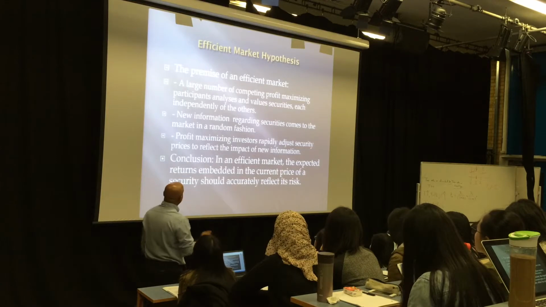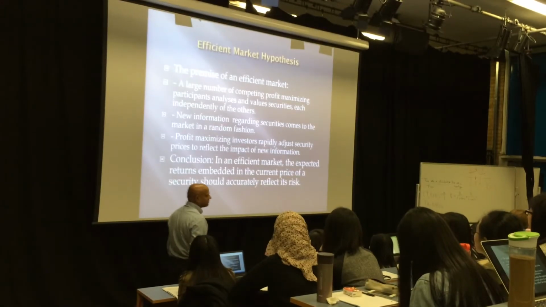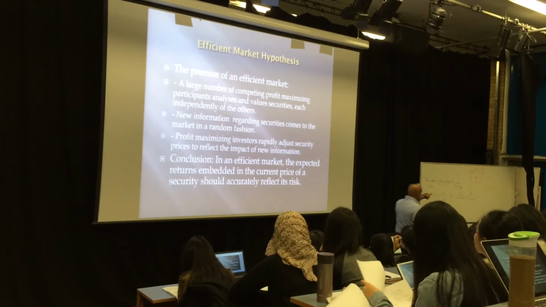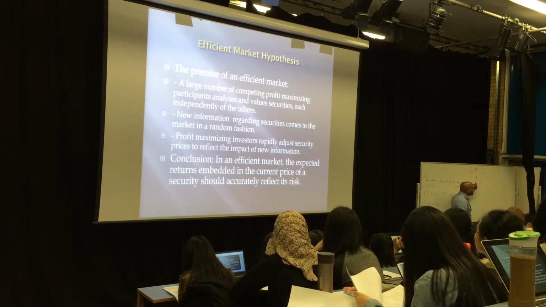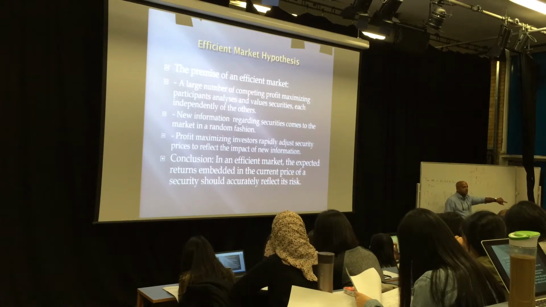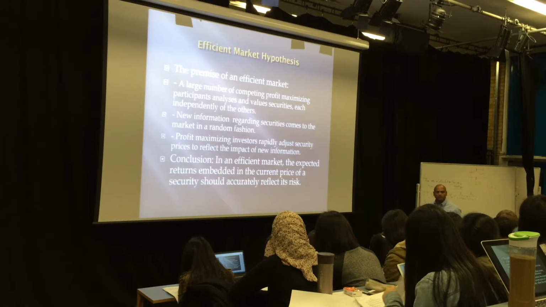And here's the big one. New information regarding securities comes to the market in a random fashion. What does random mean? Information that will come in 20 minutes, 2 days, 1 hour, 47 minutes, 3 months, comes in a random fashion. What is it that random means?